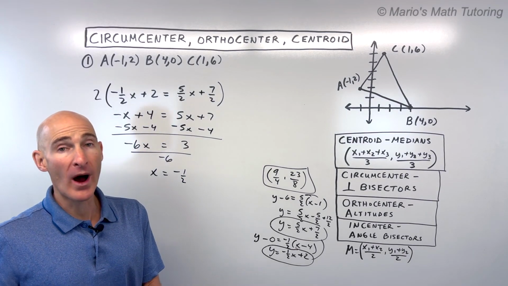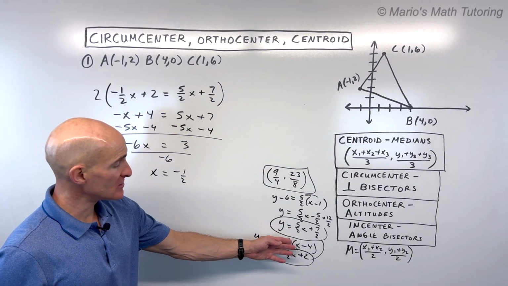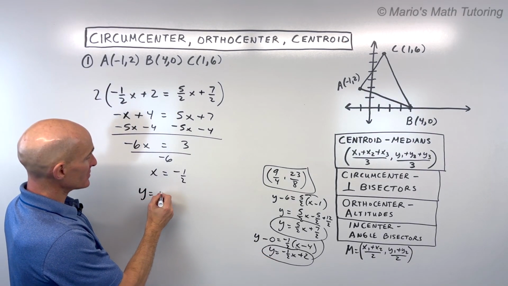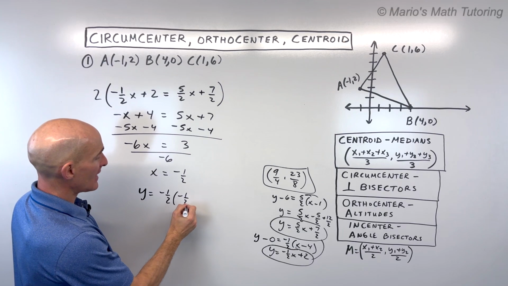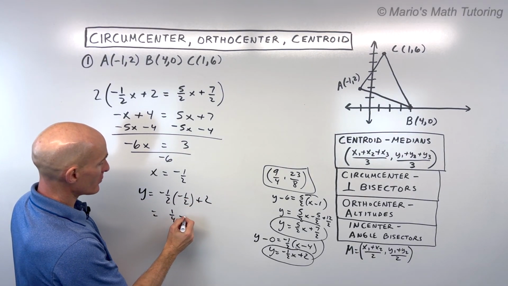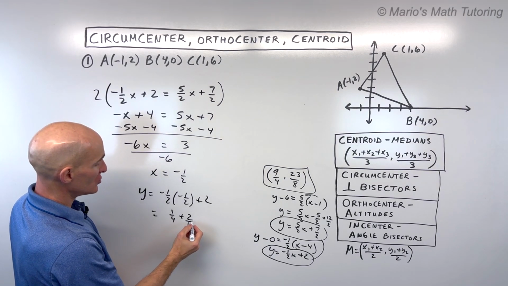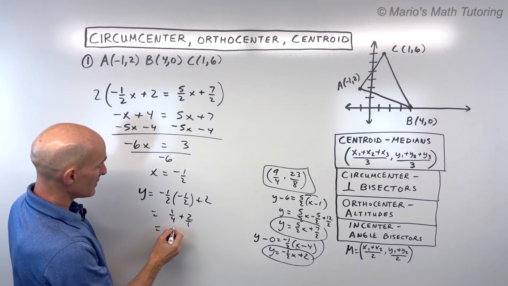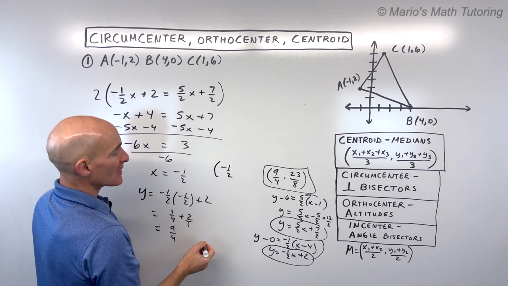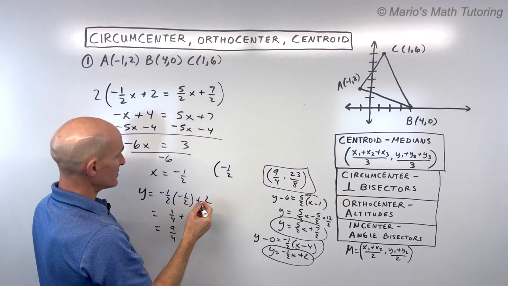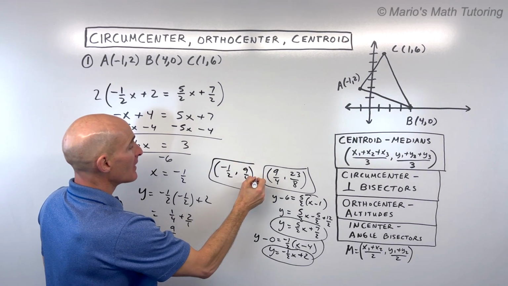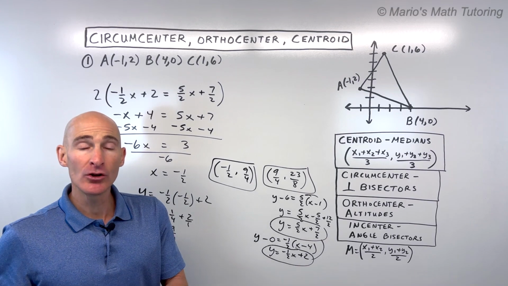Okay, now to find the y-coordinate, we're going to put that back into either one of these equations. I'll just do this bottom one here. So we get y equals negative 1/2 times negative 1/2 plus 2. So that's positive 1/4 plus 2, which 2 is like 8/4 plus 1/4 is 9/4. So our point of intersection, which is our orthocenter, is negative 1/2 comma 9/4. And you got it. So let's take a look at another example.